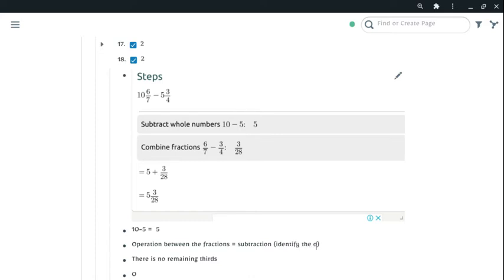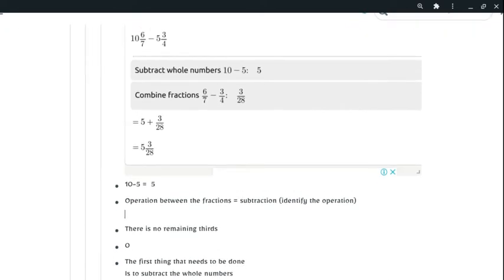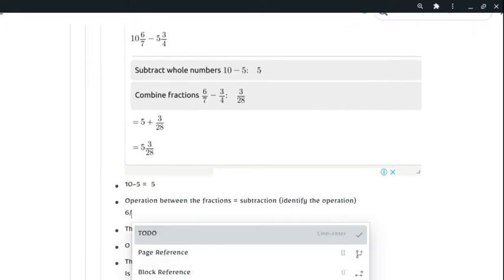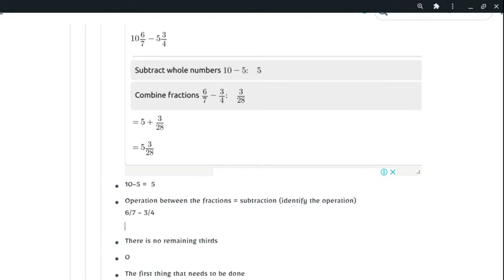So that's the first thing you need to do: identify the operation. Because if it's multiplication, it follows a different process which we'll get into. So let's continue. The question says 6 divided by 7 minus 3 divided by 4, and we need to find the LCM. What's the common value between 7 and 4? 28. The reason is that when you multiply 7 times 4, that gives you 28. That's the first common value between both of them. So 28 is the LCM.